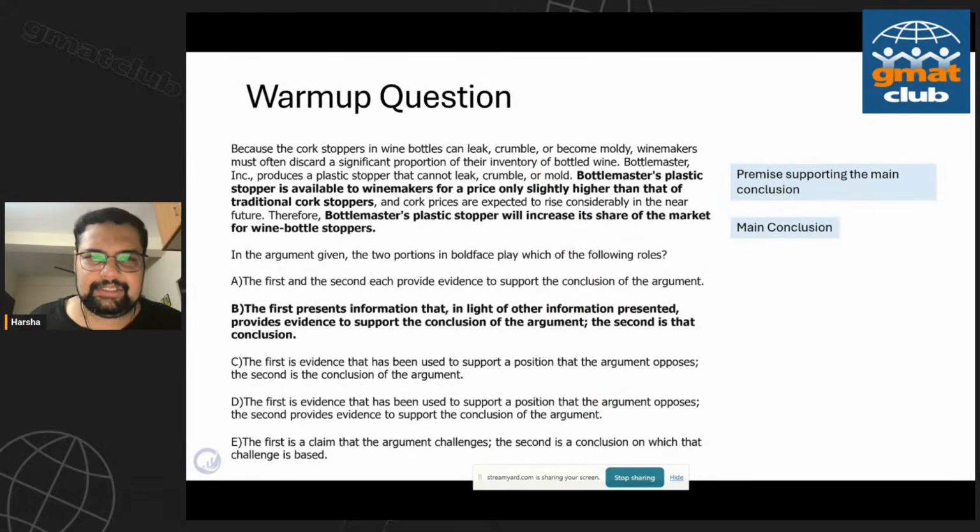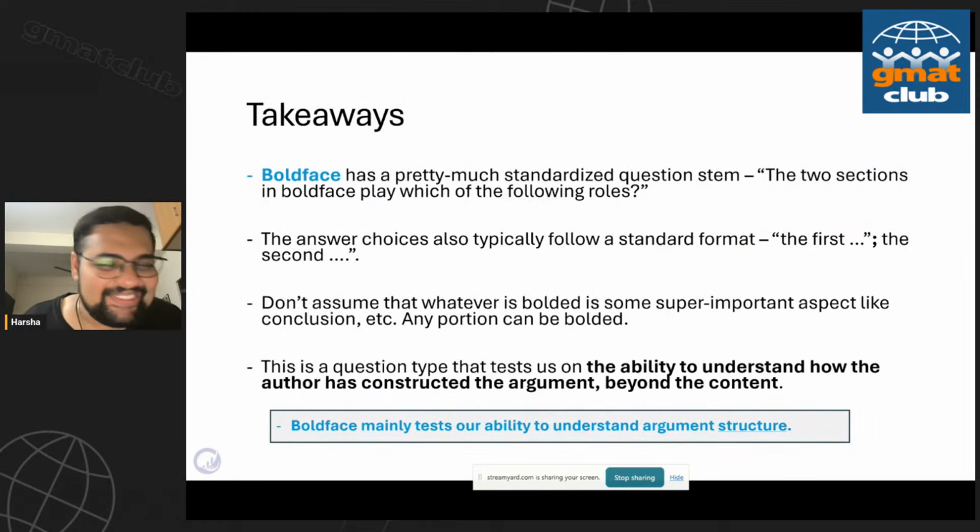In terms of what these two boldfaces are, all of you realized boldface 2 is your main conclusion, and boldface 1 is some kind of premise or evidence supporting the main conclusion, right? So all of you are right here. We could discuss this, but I think all of you are clear. I'm not going to bore you with that because I have other, tougher questions that we need to do. So let's focus on the takeaways.